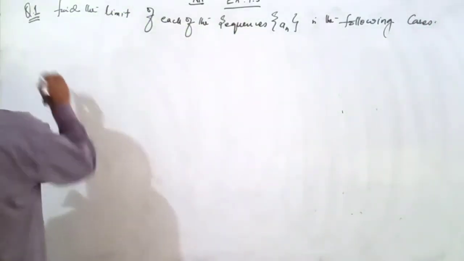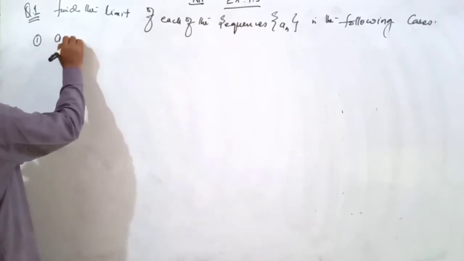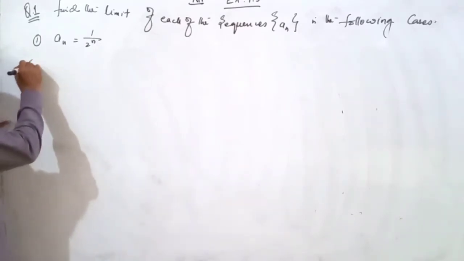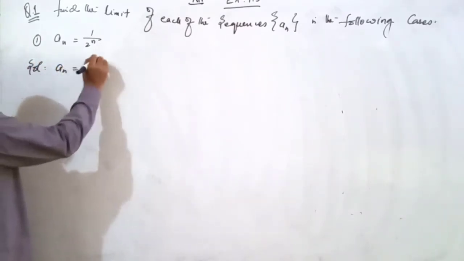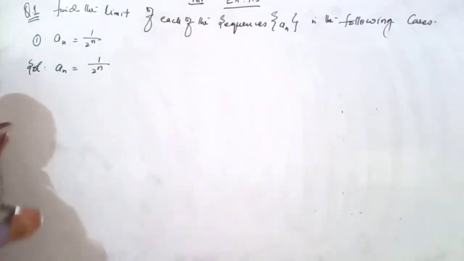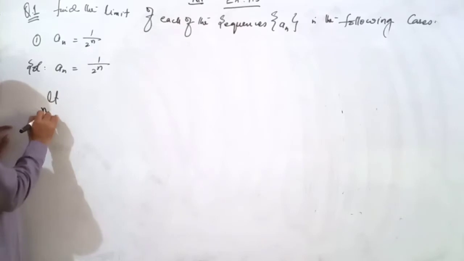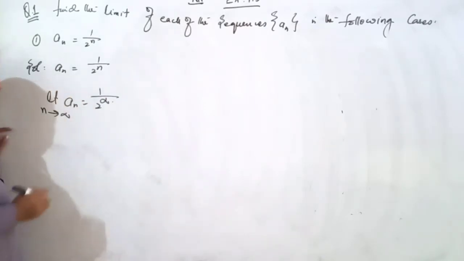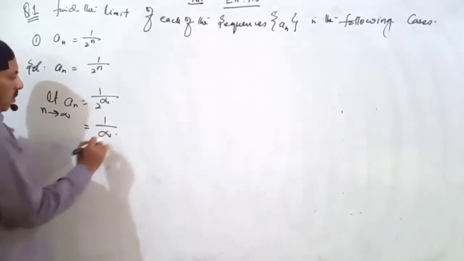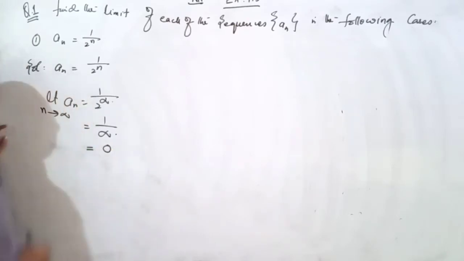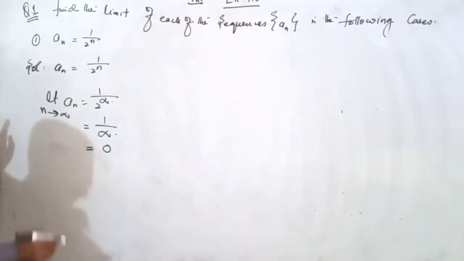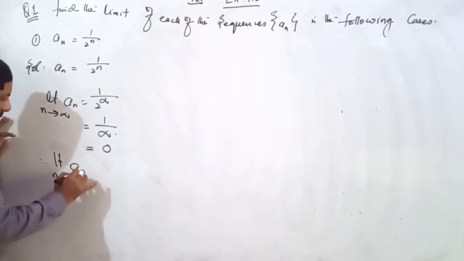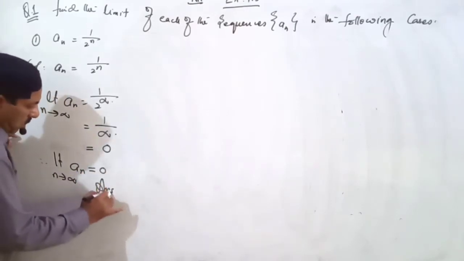Number 1 is a n is equal to 1 upon 2 power n. Solution: a n is equal to 1 upon 2 power n. So, limit n tends to infinity a n is equal to 1 upon 2 power infinity. 1 upon 2 power infinity means 1 upon infinity, and 1 upon infinity means 0. If infinity is the divisor, the result is 0. So, therefore, limit n tends to infinity a n is equal to 0.